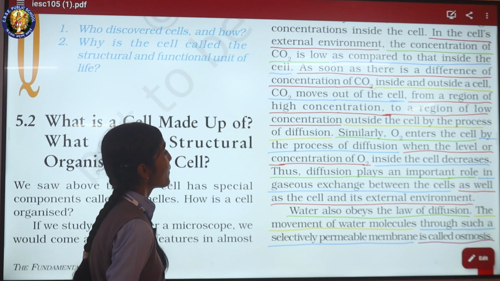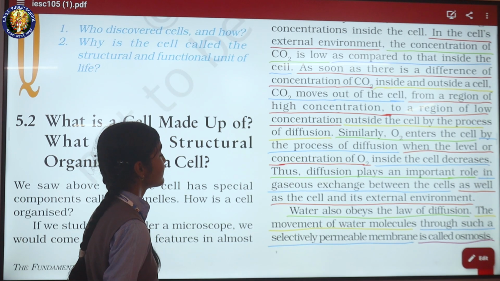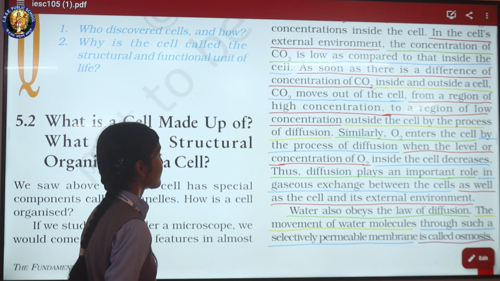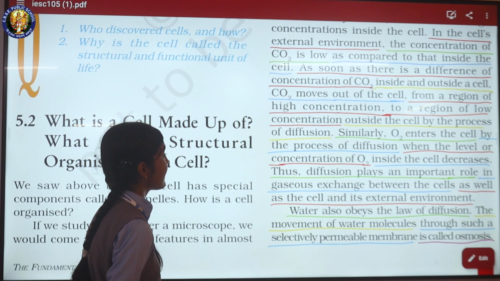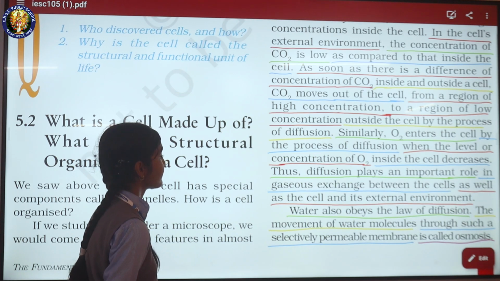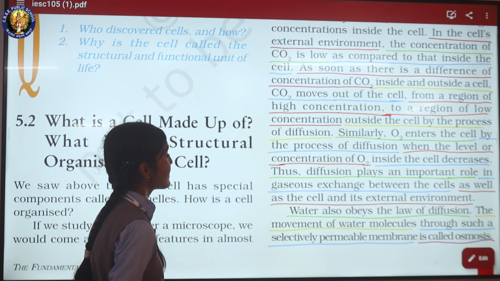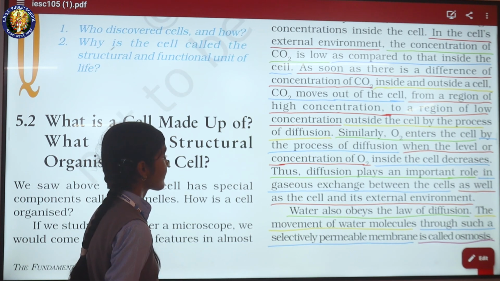Similarly, O2 enters the cell by the process of diffusion when the level or concentration of O2 inside the cell decreases. Thus diffusion plays an important role in gaseous exchange between the cells as well as the cell and its external environment.